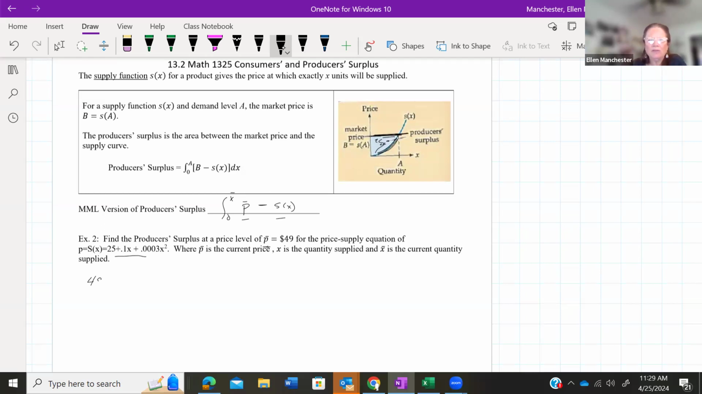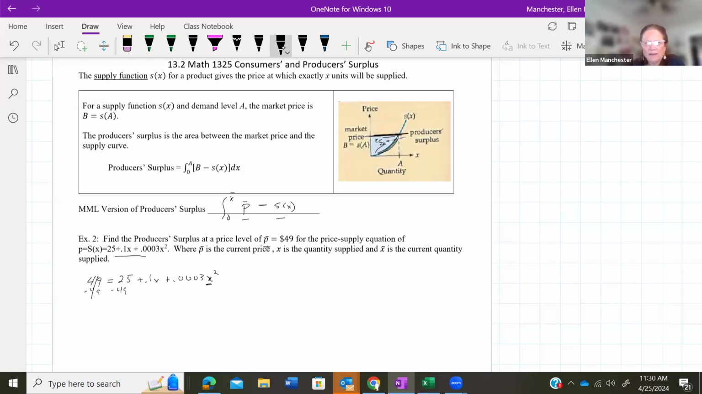So my price is 49. My function is that. Okay, so this is one of those types of problems where you're going to see it and go, oh, I got to use the quadratic formula, right? It's got an x squared. So I'm going to set this to 0. So I'm going to bring my 49 over.